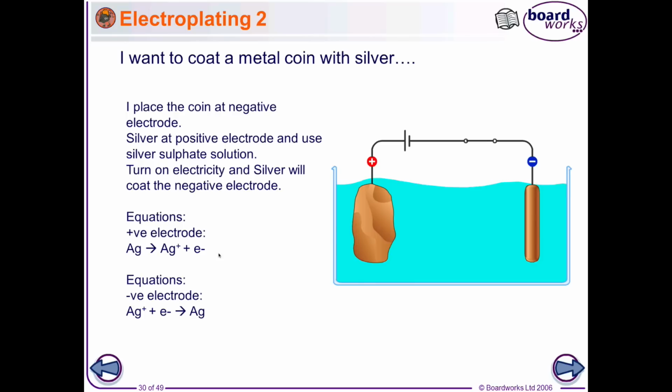Now again, the equations are only for the higher tier. And the most important thing for this is that you understand the general process and you understand why it's done. Remember, we do this to improve the appearance of a metal or to protect it from corrosion as well.